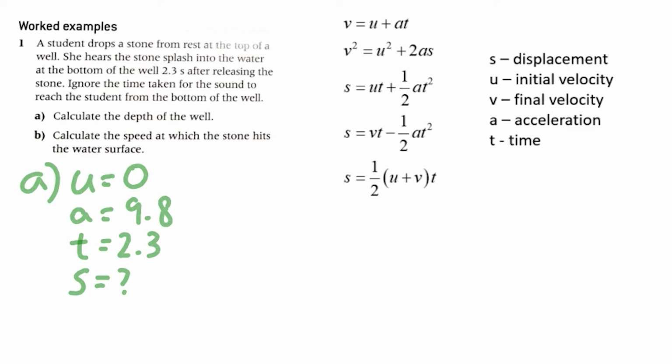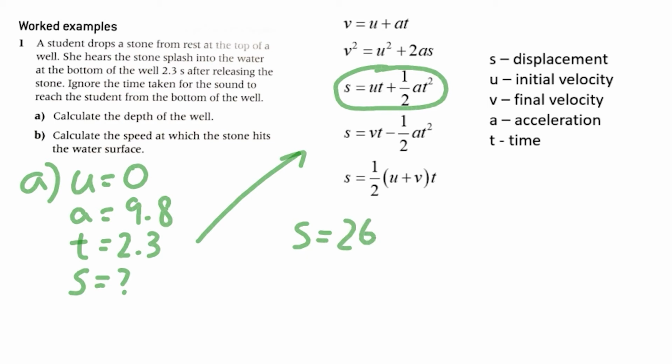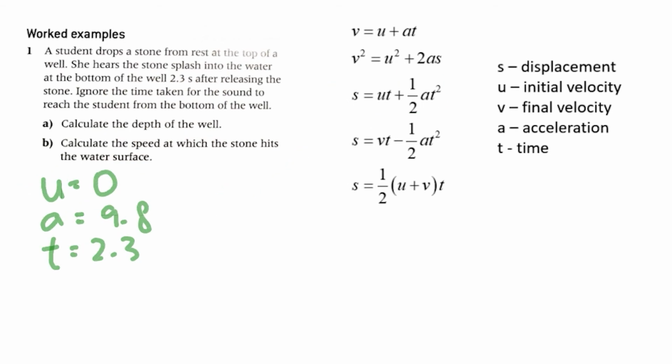Because we don't know v, we use the SUVAT equation without v in it. So let's use s equals ut plus 1/2 at squared. Now s is already on one side, so just plug in the values. And eventually we get s equals 26 meters. Moving on to part B, now we need to find the final velocity v. Which equation should we use?